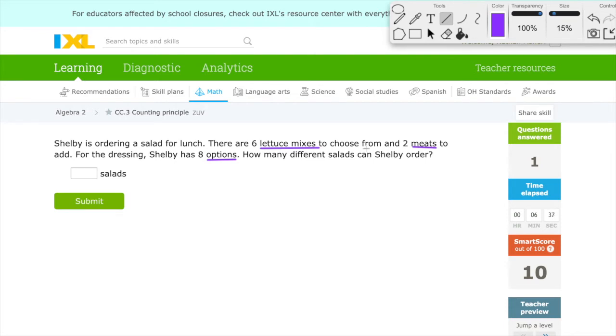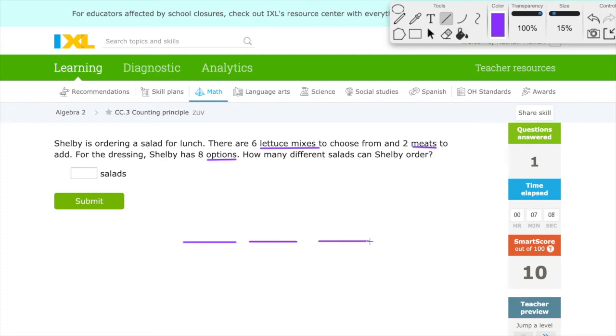So the counting principle is basically a way for us to jump to this final answer without having to think of, okay, we can have lettuce mix 1, meat 1, and option 1. Or we could have lettuce mix 1, meat 1, option 2. We don't have to sit there and count out each of those things. We underlined 3 different things here, things that we're taking into account.